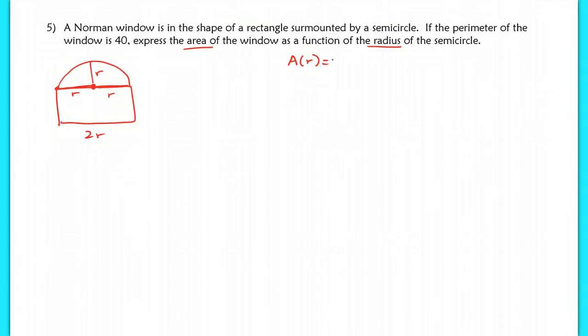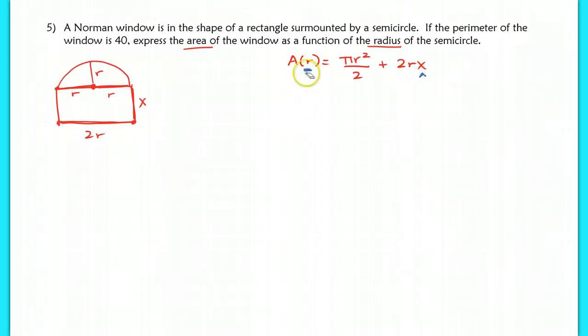If I were to express the area of this window, I have a rectangle and a semicircle. The area of that semicircle is going to be pi r squared cut in half, because it's just half of a circle, plus, if this length here is 2r, the length times the width, which I'll call x. So 2r times x. Right away, the only variable I need to get rid of is that x. That needs to disappear because I want everything in terms of just r.